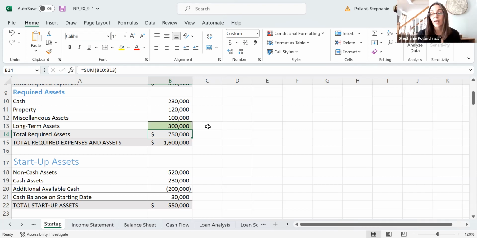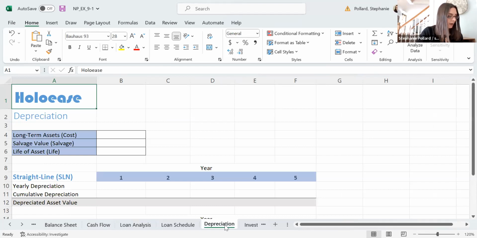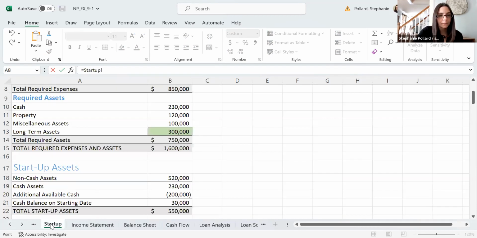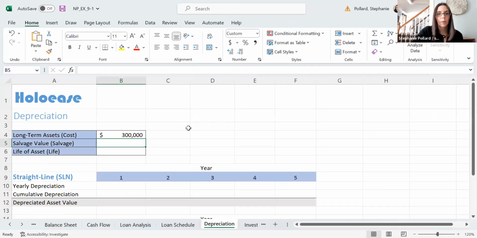So let's say we have $300,000 in assets. That could be equipment we own, or a property, or something else, etc. Now we're going to go to the depreciation sheet. In cell B4, I'm going to go back to my startup worksheet and use cell B13 there and just bring that 300,000 over. Again, ideally, we're trying to use as many formulas as possible. So if I change it in one spot later, I don't have to change it everywhere else. It will flow through the rest of my workbook, and again, just make things easier.